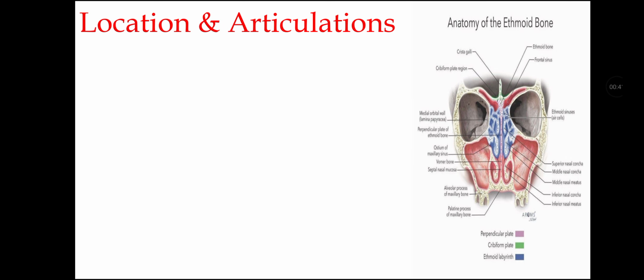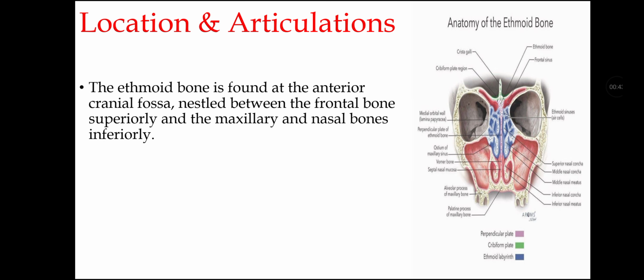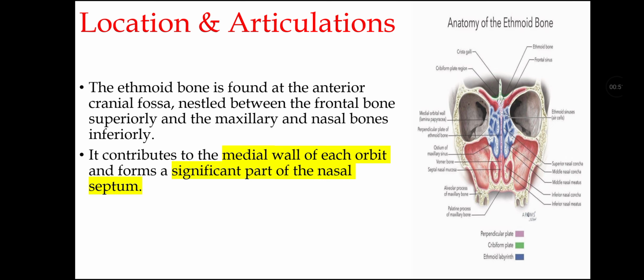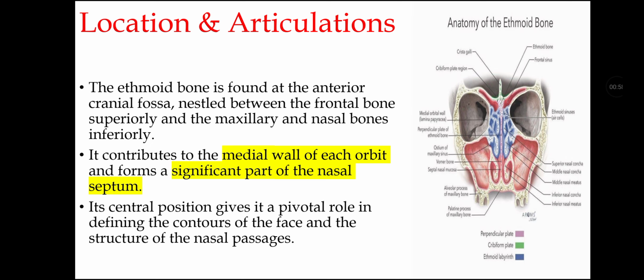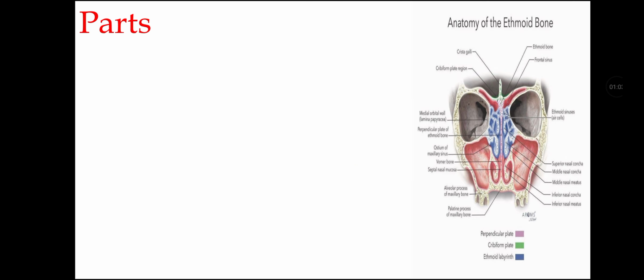Now let's talk about the location and articulation of the ethmoid bone. The ethmoid bone is found at the anterior cranial fossa, nestled between the frontal bone superiorly and the maxillary and nasal bones inferiorly. It contributes to the medial wall of each orbit and forms a significant part of the nasal septum. Its central position gives it a pivotal role in defining the contour of the face and the structure of the nasal passages.